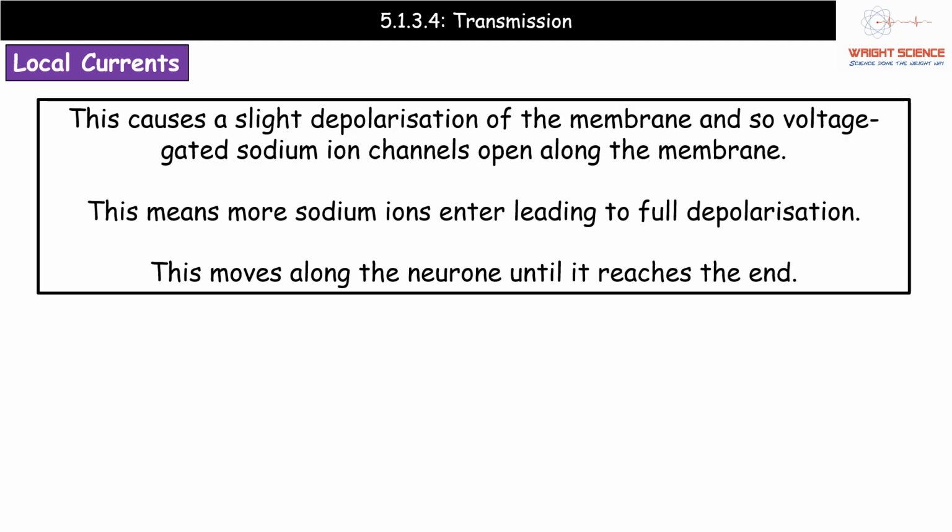As those sodium ions are then diffusing down the axon, we're getting this slight depolarization of the membrane, because obviously we've now got a greater concentration of sodium ions in that region. So as a result of that slight depolarization of the membrane, we get more of the voltage-gated sodium ion channels opening further down the membrane structure itself. So as a result of that, more sodium ions can enter and we get to that full depolarization. And this just continues all the way along the neuron until we get to the end.